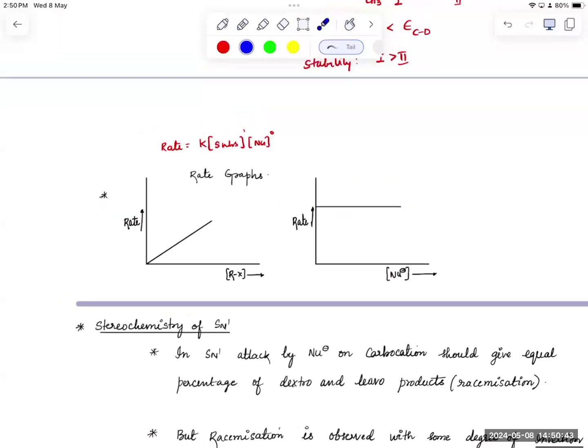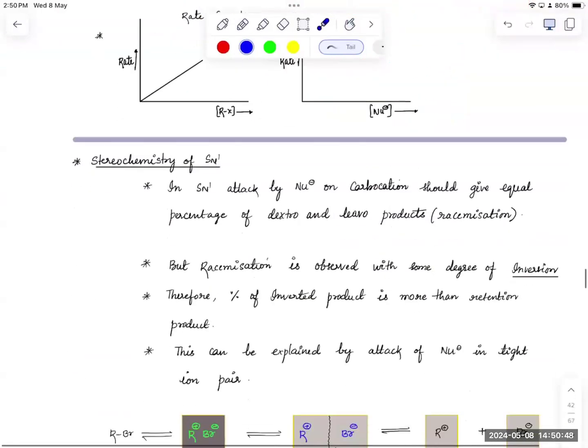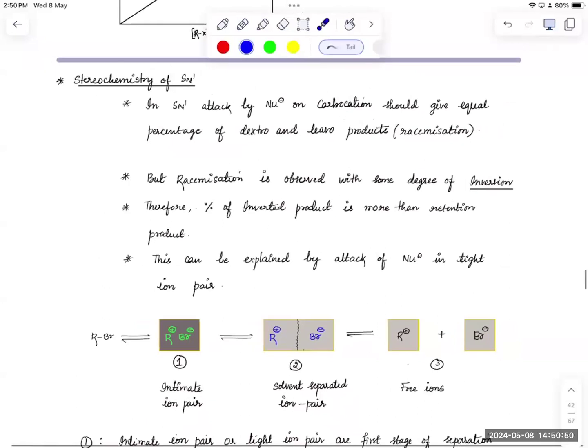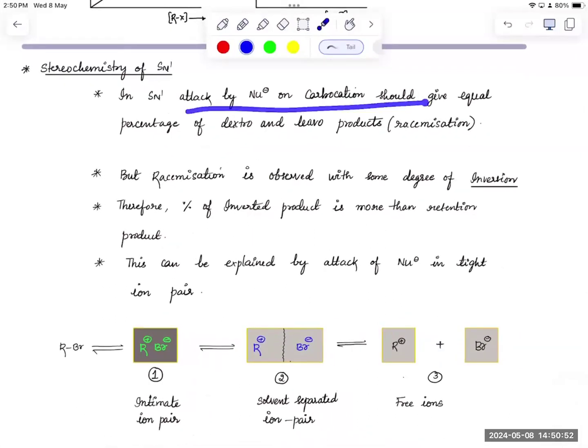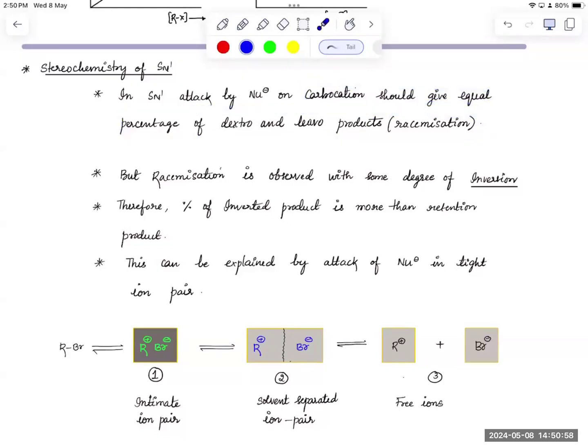This is about SN1 reactions, guys. Check out the stereochemistry of SN1. If SN1 is attacked by a nucleophile and the carbocation gives equal percentages of dextro and levo, then we call it racemization. Isn't it? Racemization is a concept of 50-50% of dextro and levo.